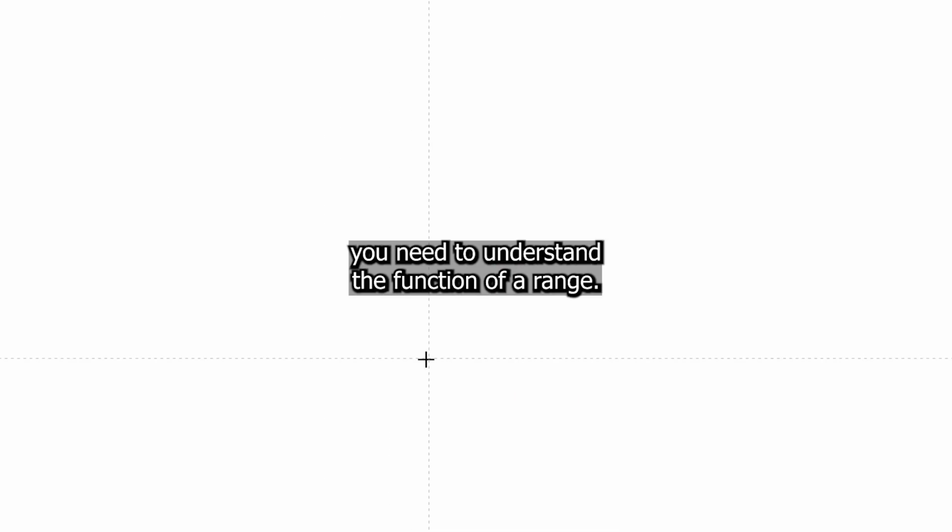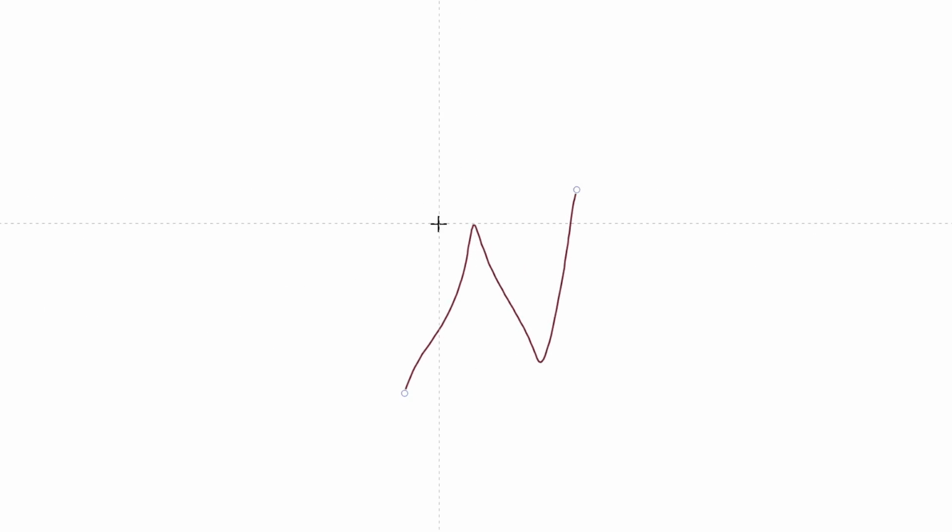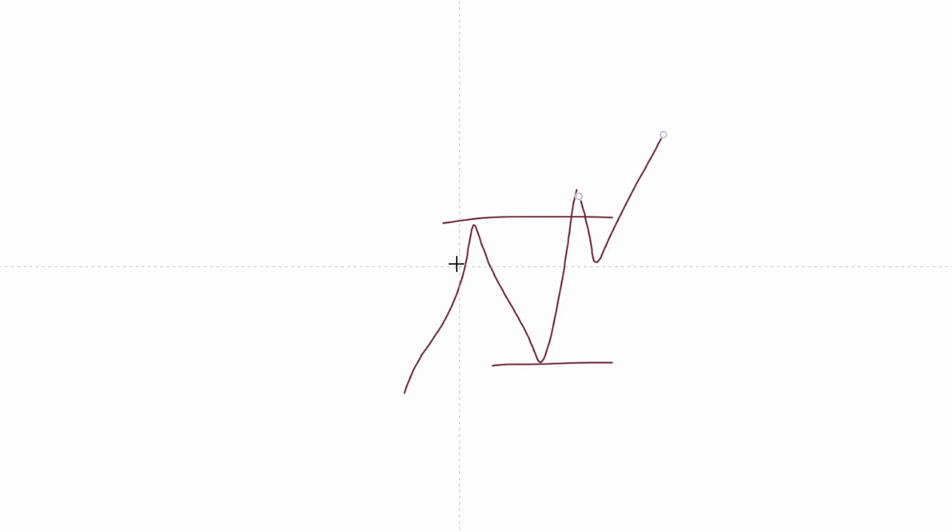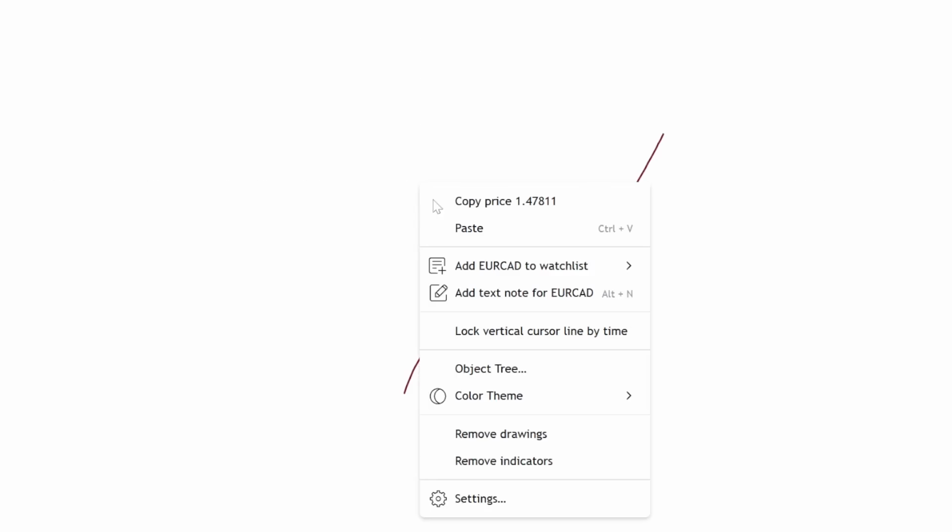So to use ranges for your trend confirmations, you need to understand the function of a range. So let's say you have a range right here. Understand that once a range is broken, price needs to retrace before expanding. So always think of your range as somewhere that price needs to visit before completely expanding.